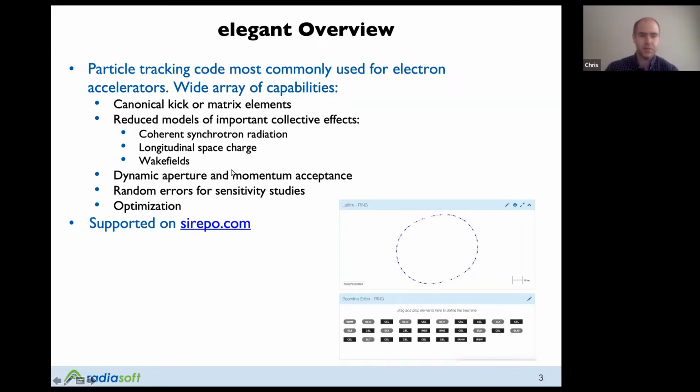Some of the common things you can see Elegant doing are dynamic aperture studies, momentum acceptance studies, and optimization, random error studies for sensitivity analysis, and our focus for today, just general optimization problems with a built-in optimizer suite. So Elegant is often run on the command line, though today we'll be doing all of this on Radiusoft's cloud tool, Sirepo.com. That has a graphical interface that you can use to configure beamlines and entire simulations and run them in Elegant.